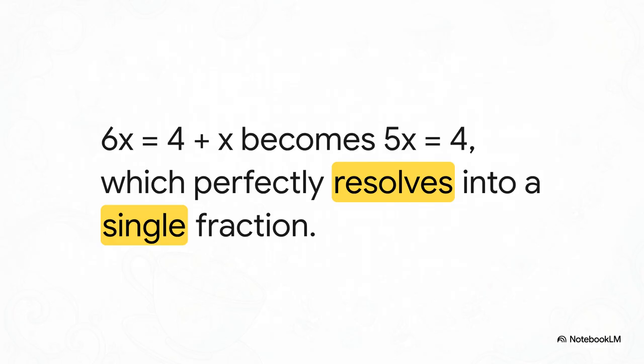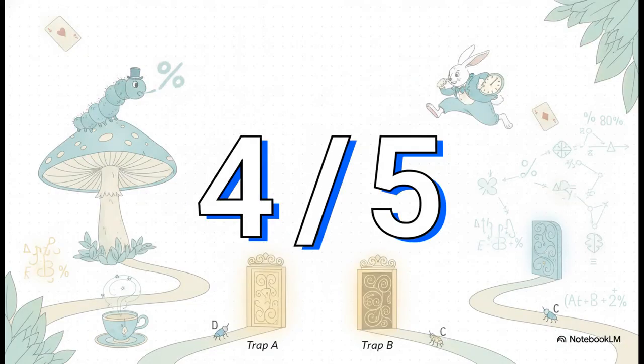We take our equation and multiply both sides by 6 to get rid of that pesky fraction. That gives us 6x equals 4 plus x. Next, we subtract x from both sides, leaving us with 5x equals 4. And finally, just divide by 5. Just like that, all the endless possibilities, the back and forth wandering, it all perfectly resolves into a single fraction. And there we have it, the triumphant resolution to our mathematical riddle: 4/5, or, if you prefer percentages, 80%.